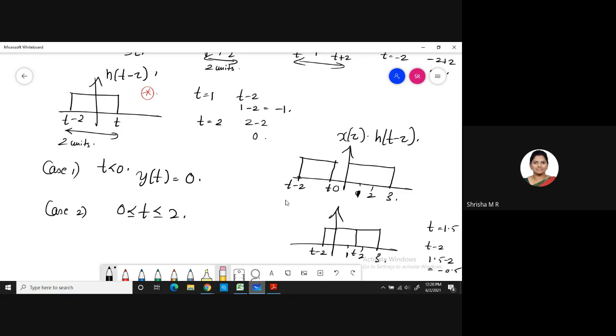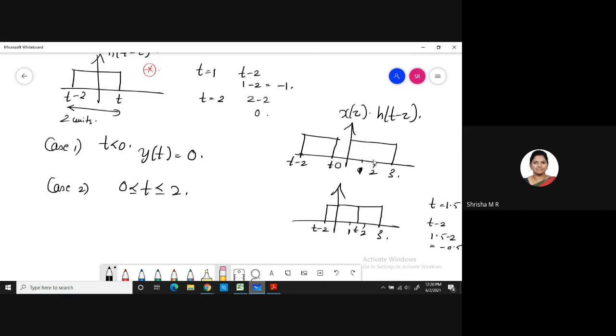Okay, this is the first case. The second case is t between 0 to 2. For example, I'll take it as 1.5. If t is at 1.5, check where t minus 2 is. It is at minus 0.5, somewhere here. So what is the overlapping space? This is the overlapping space from 0 to t. So write your integral y of t, which is equal to the integral from 0 to t.